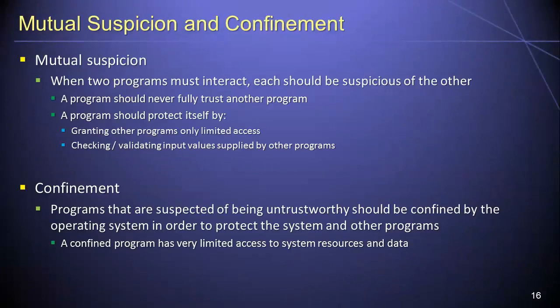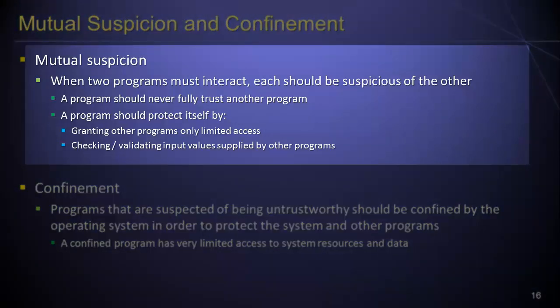Additional strategies that can be used during the software development process to control against program threats include both mutual suspicion and confinement. As a philosophical design principle, mutual suspicion proposes that when it is necessary for two software programs to interact, each program should be suspicious of the other. That is, a software program should never fully trust another program. Instead, software programs should protect themselves by granting only limited access to other programs and by rigorously checking or validating any input values that are being supplied by other programs.